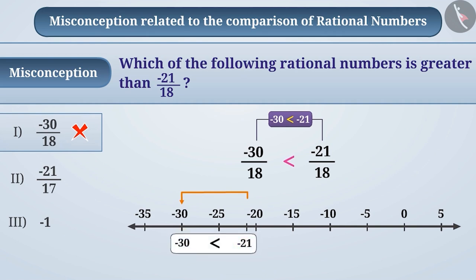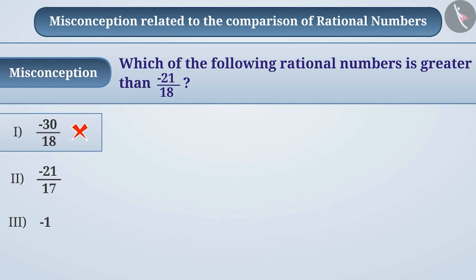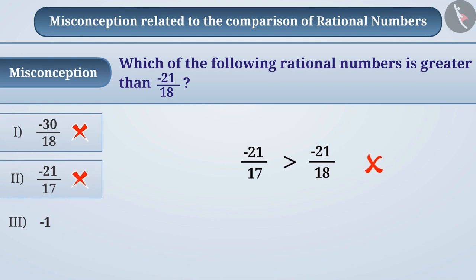Likewise, some students think that the numerator of the rational number in option 2, that is -21/17, and the rational number in the question, that is -21/18, are equal. And because the denominator of the rational number in option 2 is smaller, therefore, this will be a greater rational number. Therefore, they select option 2 as the correct answer, which is incorrect.